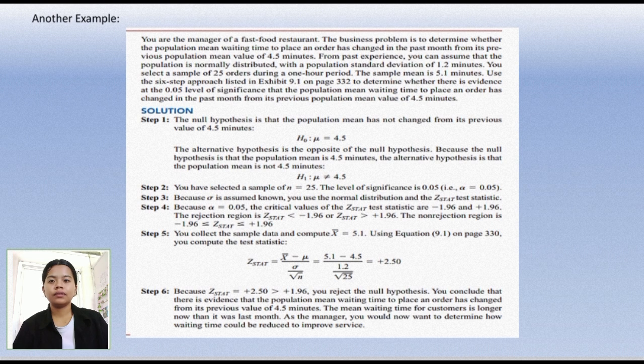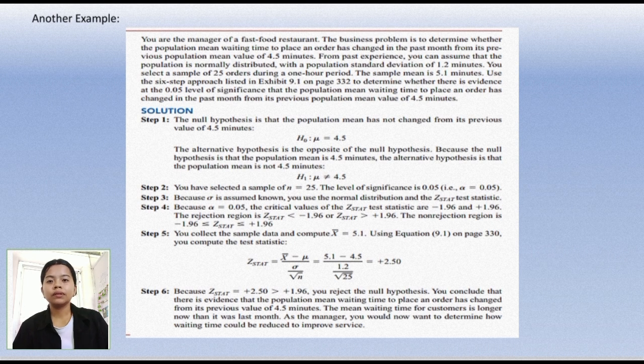Then the fifth one is our sample mean is 5.1. We compute using the formula: the z-stat equals sample mean minus parameter over standard deviation divided by the square root of sample size. So 5.1 minus 4.5 divided by 1.2 over square root of 25, so equals positive 2.50. So the result is the null hypothesis is rejected because it exceeds our critical value of positive 1.96.